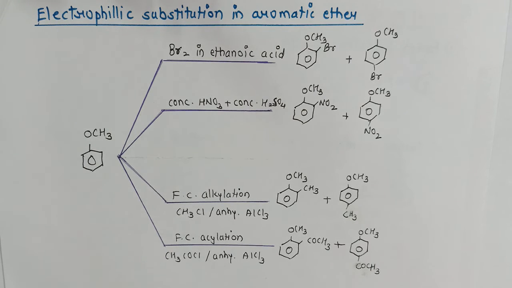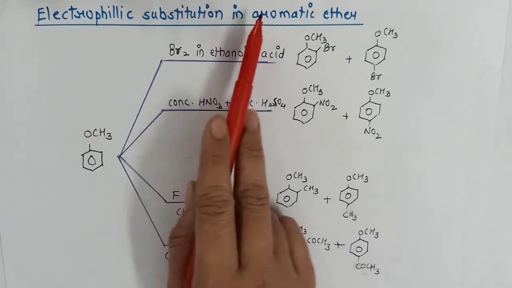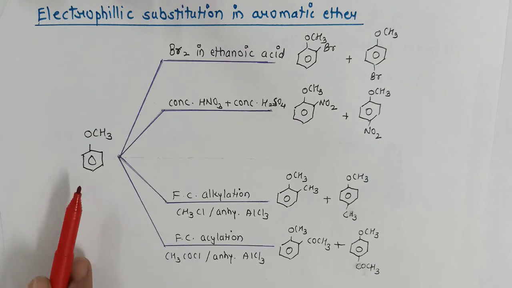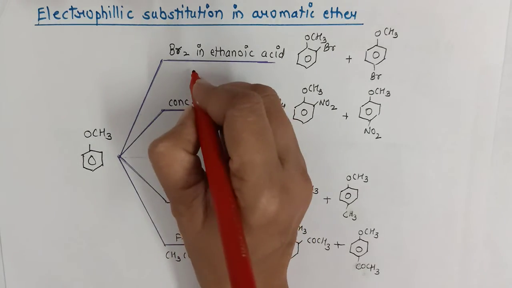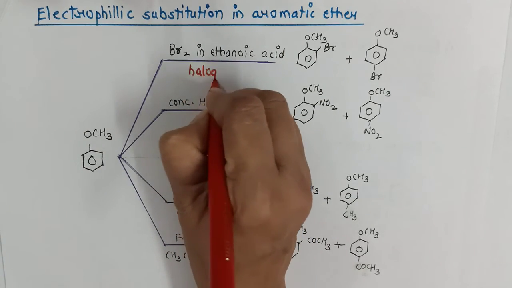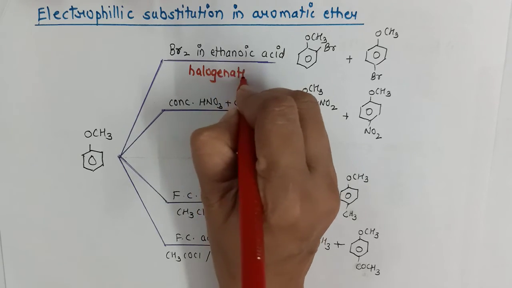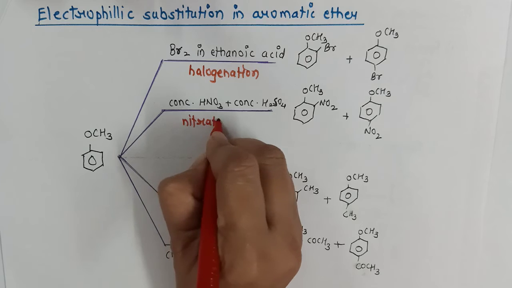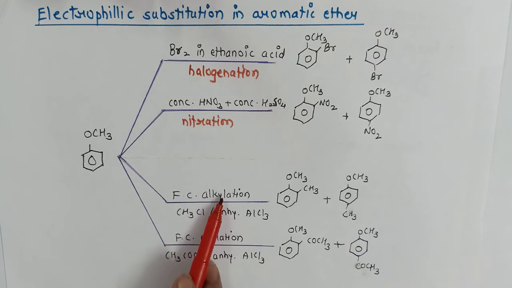So the last topic of the chapter alcohol, phenol and ethers is electrophilic substitution in aromatic ethers. All the reactions I have shown in a flow chart here, and I have taken the example of anisole. We know the electrophilic substitution reactions: one is halogenation, another is nitration, Friedel-Crafts alkylation and Friedel-Crafts acylation.